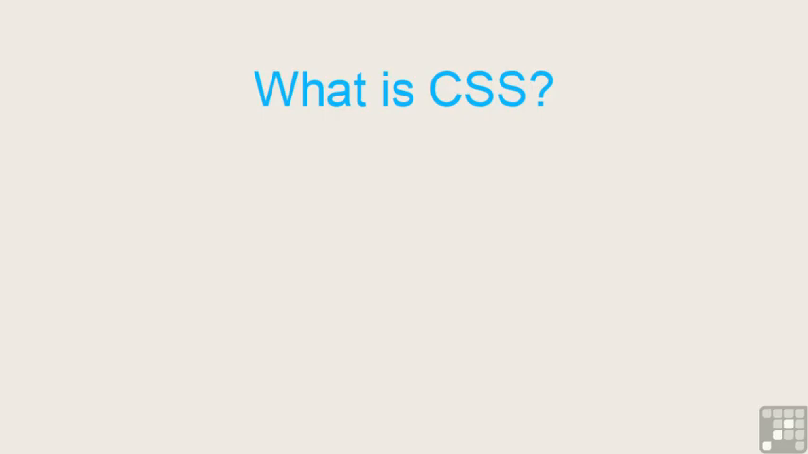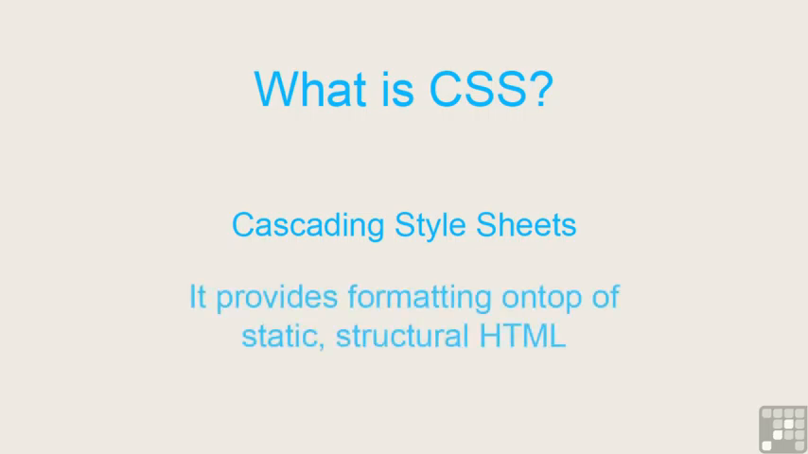Okay, let's start at the very, very beginning. What is CSS? Well, CSS stands for Cascading Style Sheets. And essentially, what it does is it provides formatting on top of the plain static structural HTML. So they're two very different technologies, but they're going to work together to allow us to build and format nice looking web pages and websites.